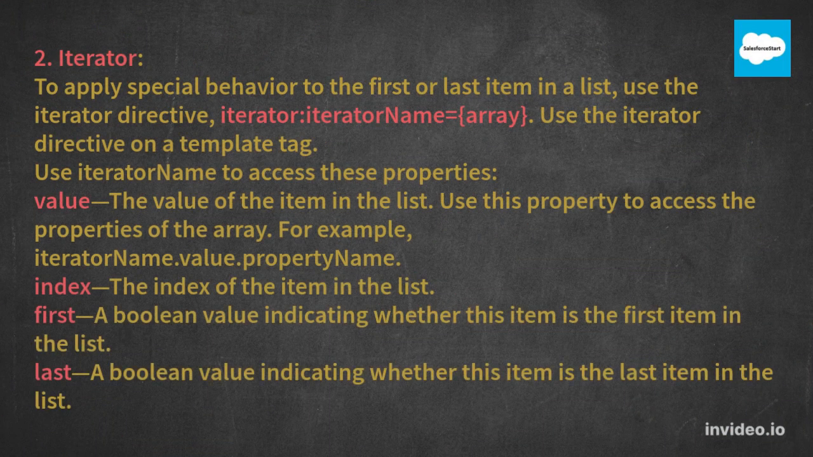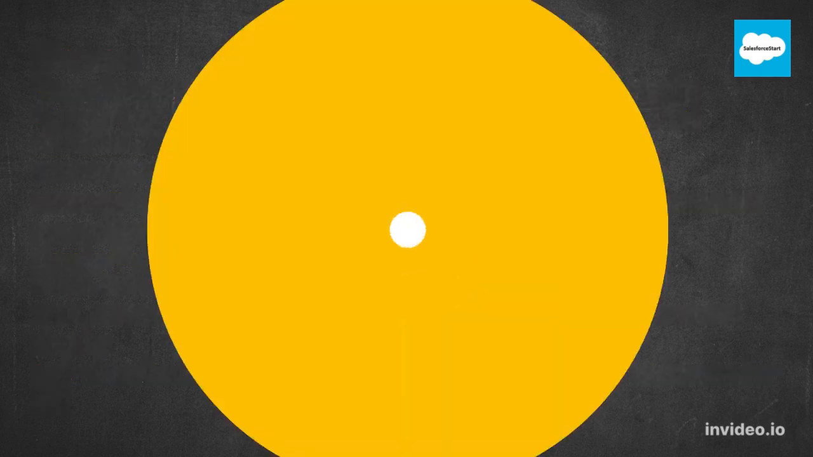2. Iterator. To apply special behavior to the first or last item in a list, use the iterator directive. iterator:iteratorName={array}. Use the iterator directive on a template tag. Use iteratorName to access these properties. Value, the value of the item in the list. Use this property to access the properties of the array, for example, iteratorName.value.propertyName. Index, the index of the item in the list. First, a Boolean value indicating whether this item is the first item in the list. Last, a Boolean value indicating whether this item is the last item in the list.